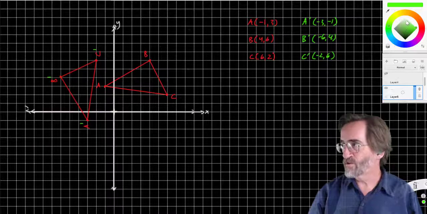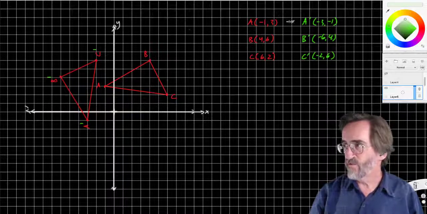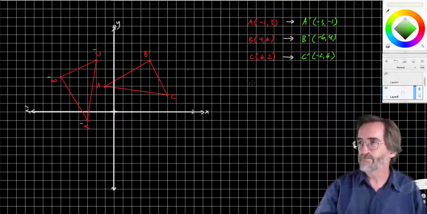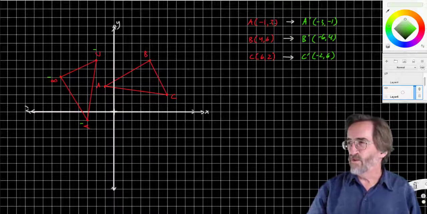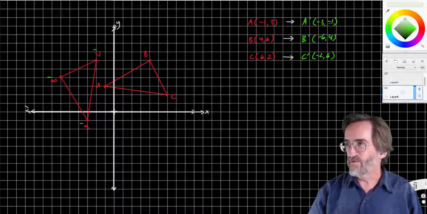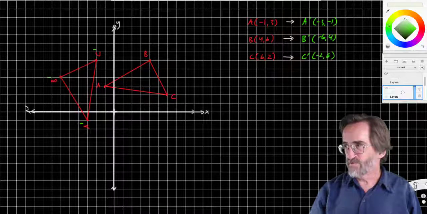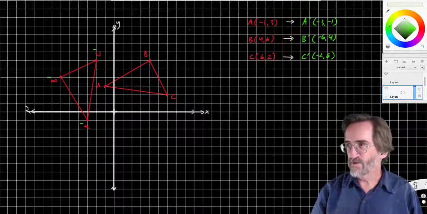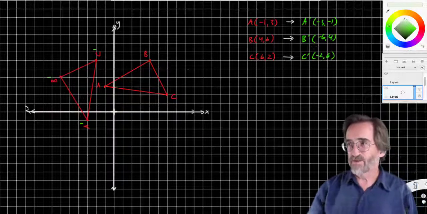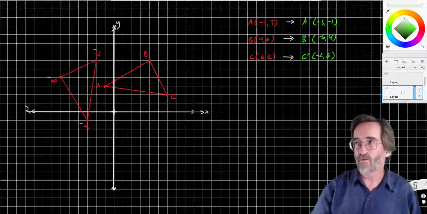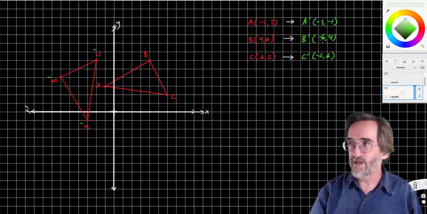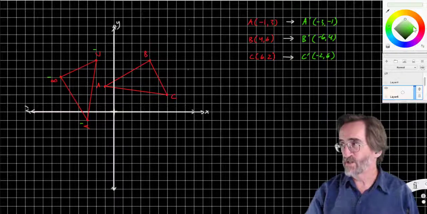Now look at those numbers, and before I tell you, see if you can figure out what happened. Okay, so -1, 3 became -3, -1. 4, -6 became -6, 4. 6, 2 became -2, 6. So you'll notice again the switching going on between the x and the y, but this time what became the x term switched signs, became negative.